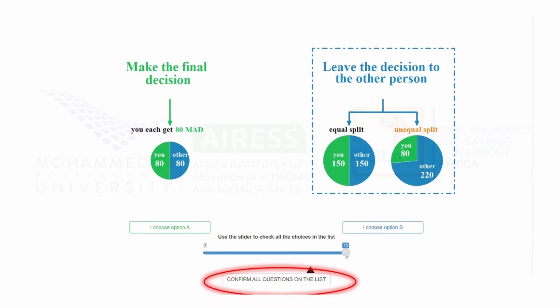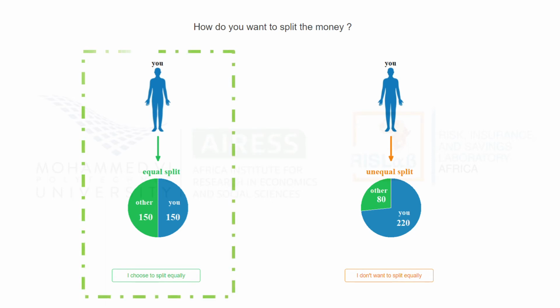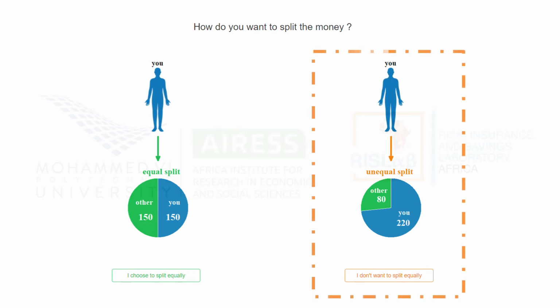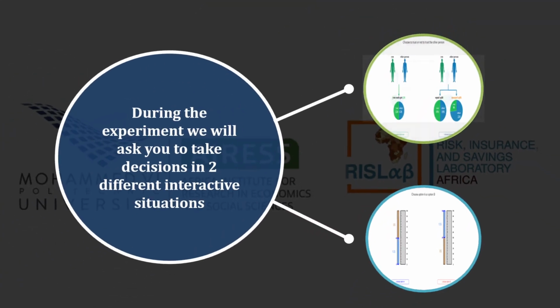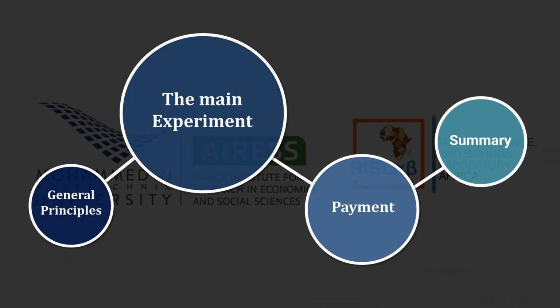Then, we will ask you to make a choice on how to split this amount of money. You can choose amongst the following options. Split the amount so that you get 150 dirhams and the other person gets 150 dirhams. Or split the amount so that you get 220 dirhams and the other person gets 80 dirhams. For the second part, a video will be presented later, in order to explain the choices you will face in the second situation. Now the payment.